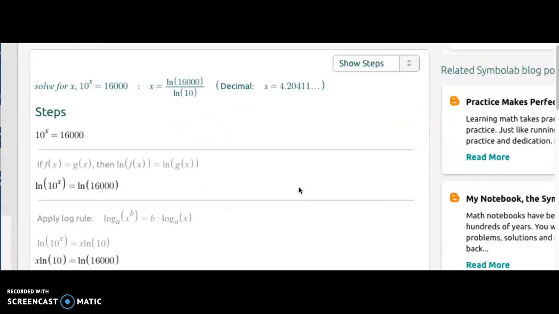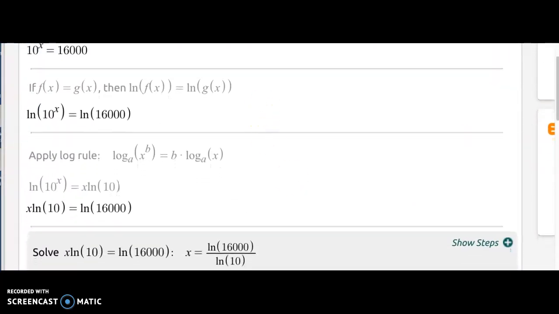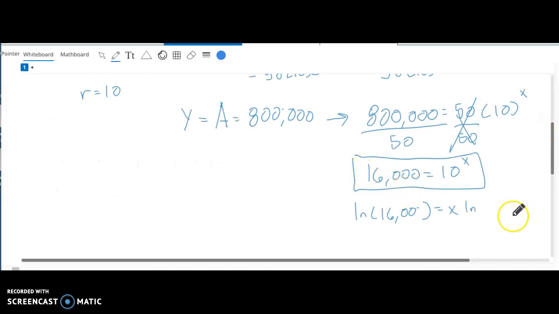Okay, here we go. All right. Yep, so I was right. Yep, so you're going to go ahead and take the ln of both sides. So whenever you take the ln of an exponent, the exponent comes out in front of it. So it just moves out to the front, and then you put an ln in front of it. So then now you have the ln of 16,000 equals x times ln of 10. And you're going to solve for x by dividing the ln of 10 on both sides.